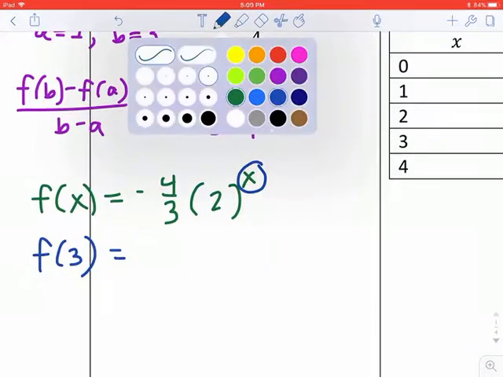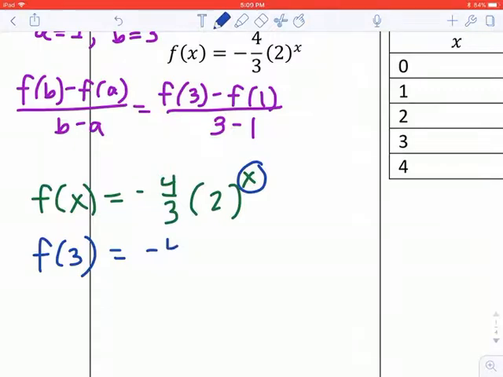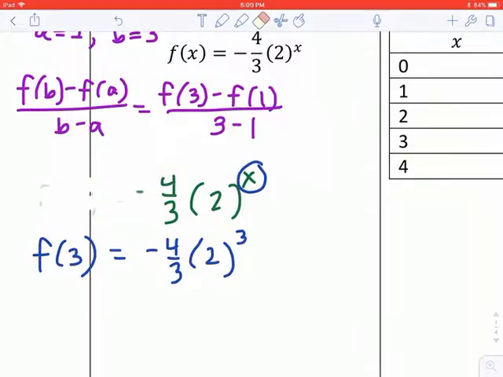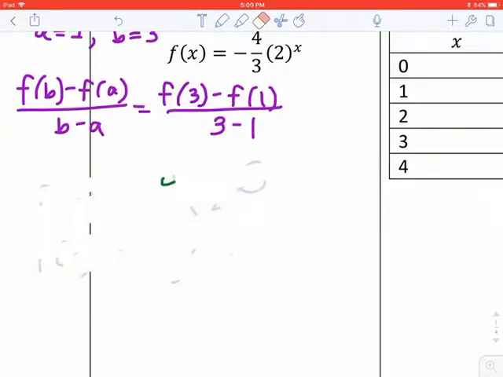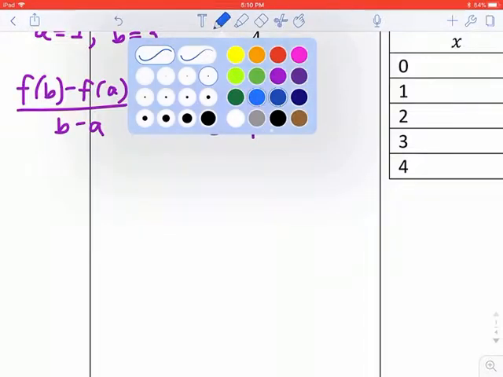When I write f of 3 or solve for f of 3, I'm going to be getting negative 4/3 times 2, and I will change that x to a 3. The only thing that changes is the x. Okay? And then I will solve that out. So I'm going to rewrite that, kind of built into my fraction already. Let's maybe use a different color.